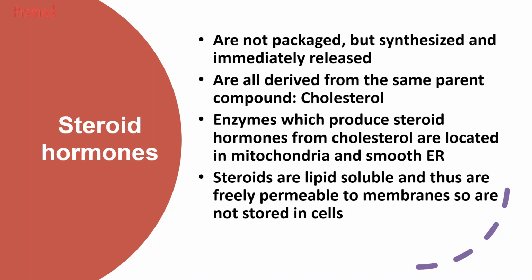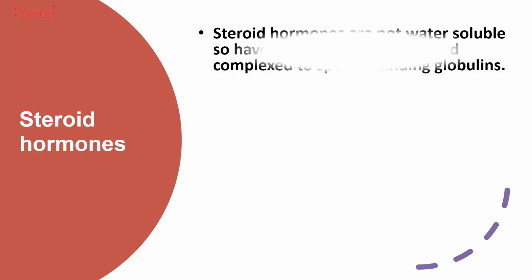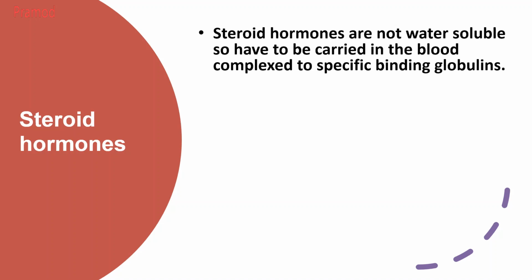Steroids, as you know, are lipid soluble, thus freely permeable to membranes. So they are not stored in your cell; they can easily penetrate into your cells. Next, steroid hormones are not water soluble because they are hydrophobic in nature. So they have to be carried in the blood by complexing with specific binding globulins. These are specific proteins which they bind to and are transported across your blood system.